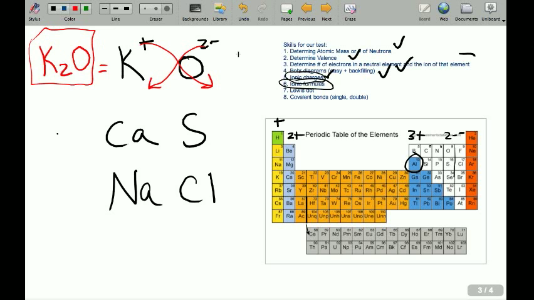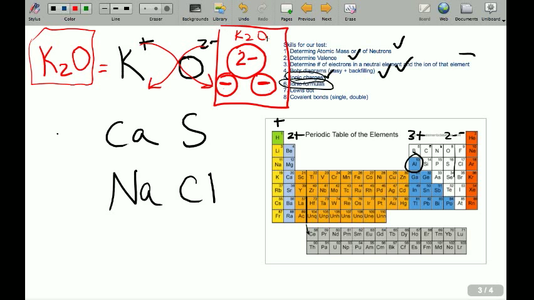To know the science of that, just think about oxygen. This big fat oxygen right here has a 2 minus charge. You need 2 Ks to hang out with this guy, because he's a 2 and they're 1, 1. And so this guy is K2O. Okay, that's why it's like that.